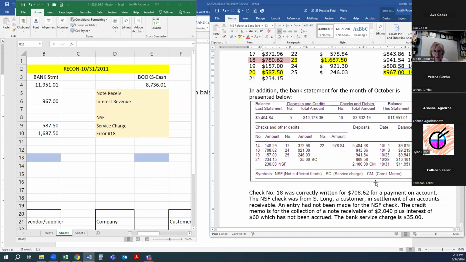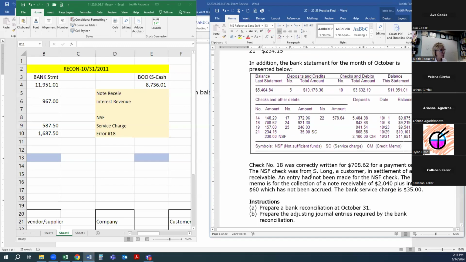You don't need to memorize credit memos versus debit memos. All you need to look at is the header. This was a deposit into the account for $2,100. So cash went up, and we don't have that on our book. So we got to read the rest of the problem to get the information. Under here, where we have SC and NSF, they're under the check column. So that means the bank deducted that amount. All right, so let's put this CM in.